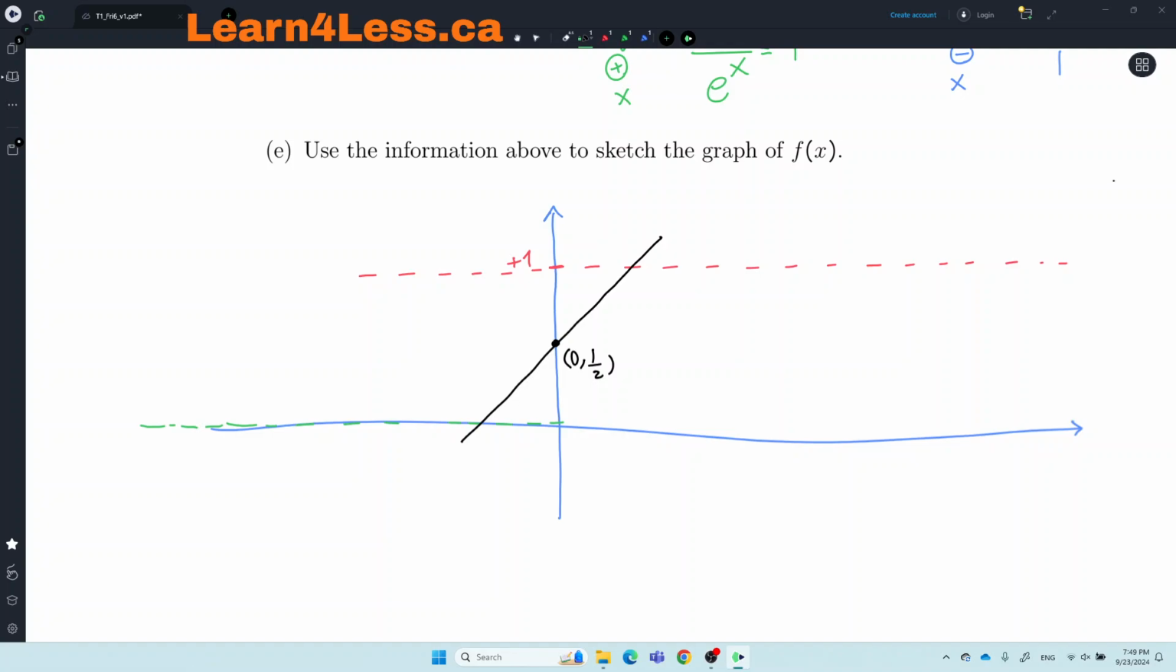And you know, when it's a very big number, the function gets closer and closer to this, and at a very negative number, the function gets closer and closer to this. Why don't I go below that? Because I know the function should always be increasing. The function doesn't go down at any point. It's always increasing.